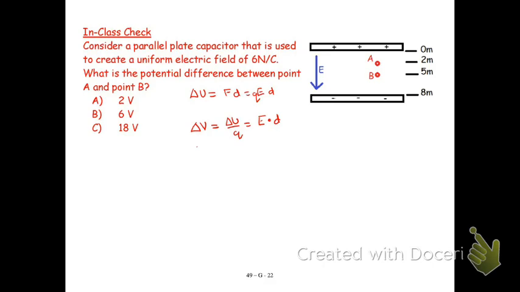And what is my electric field? My electric field is 6 newtons per coulomb. And what is my displacement? My displacement is 3 meters. That's going to be 18 joules per coulomb. Now, what am I trying to do here? And a joule per coulomb is a volt, so it's 18 volts.